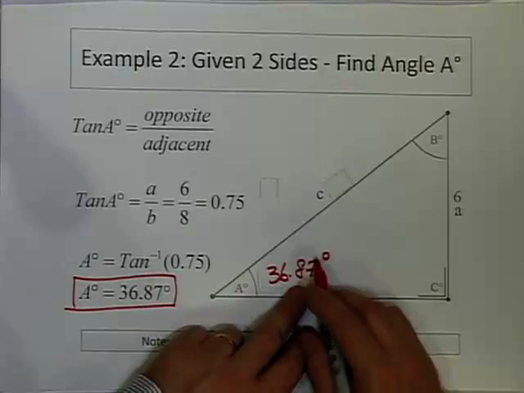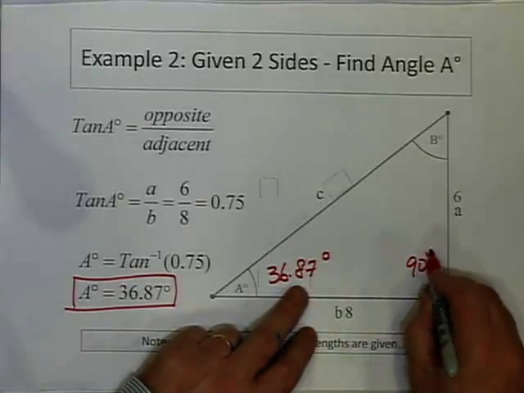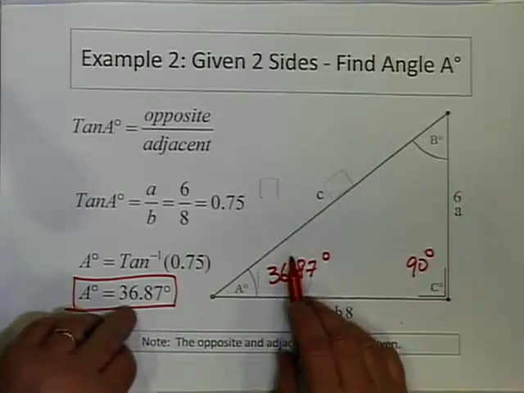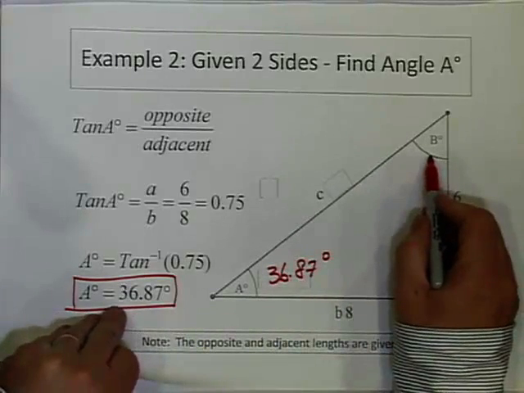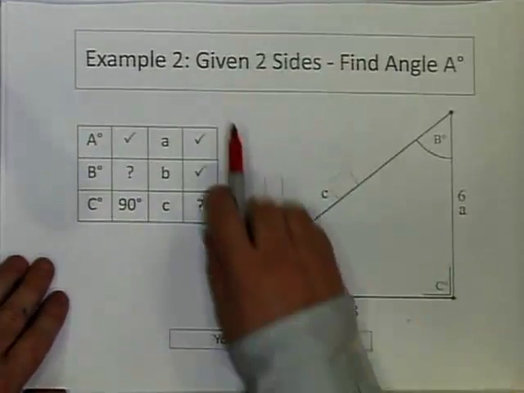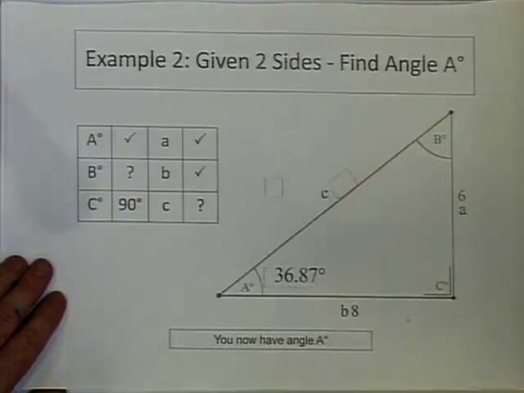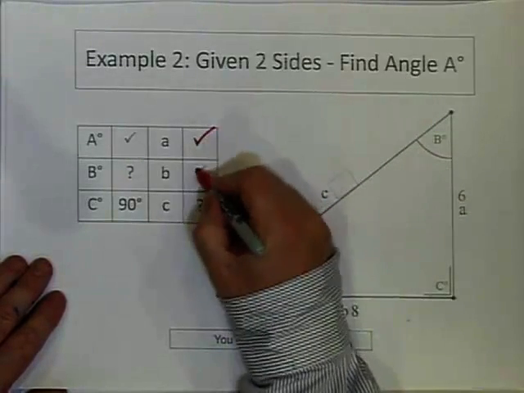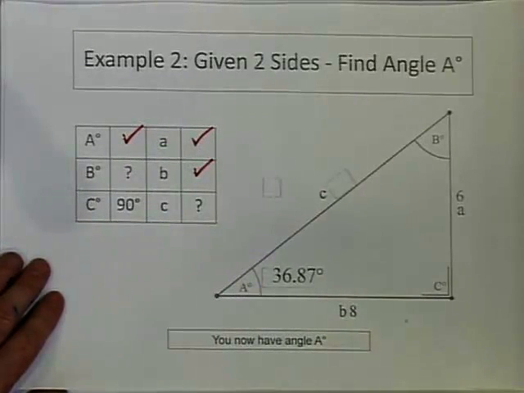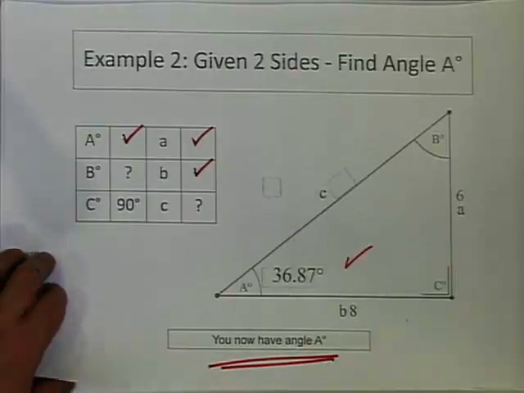If I know that's 36.87 and I know that that's 90, what did the three angles add to? 180. Can I get this one? Yeah, just take it from 180. So example 2 now. Given two sides, find angle A. I had these two. I had the 90, and I now have A. So you now have angle A.